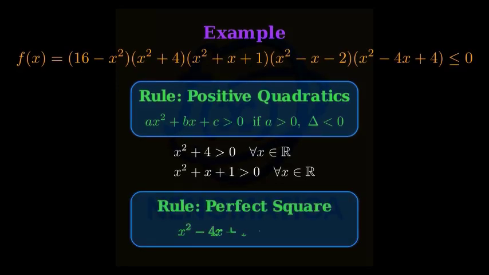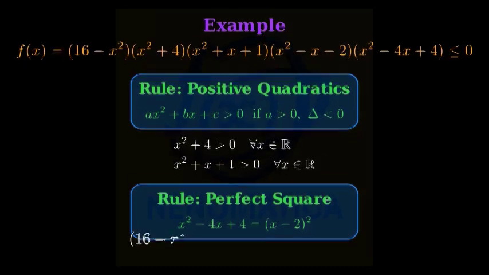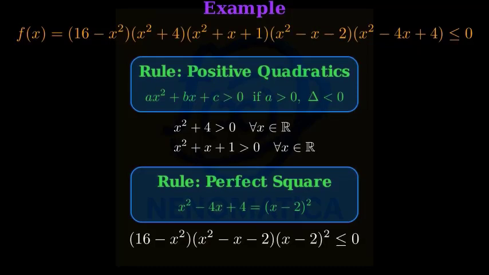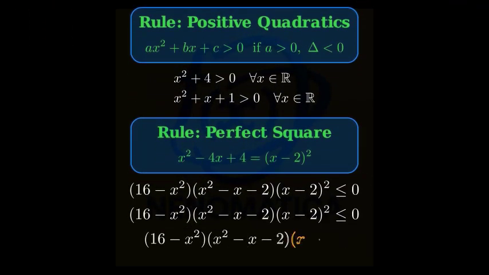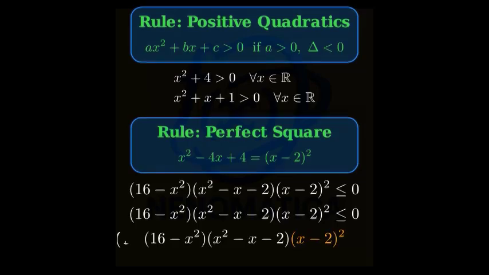Step 2. Simplify the inequality by keeping only the sign-changing factors and factor any perfect squares. Recall that x squared minus 4x plus 4 equals left parenthesis x minus 2 right parenthesis squared. So the inequality is equivalent for sign purposes to left parenthesis 16 minus x squared right parenthesis times left parenthesis x squared minus x minus 2 right parenthesis times left parenthesis x minus 2 right parenthesis squared is less than or equal to 0.